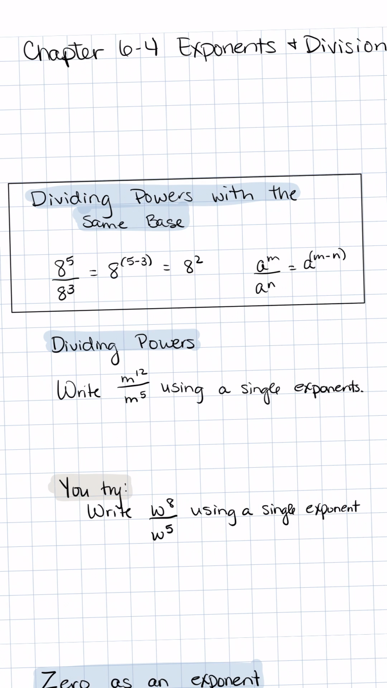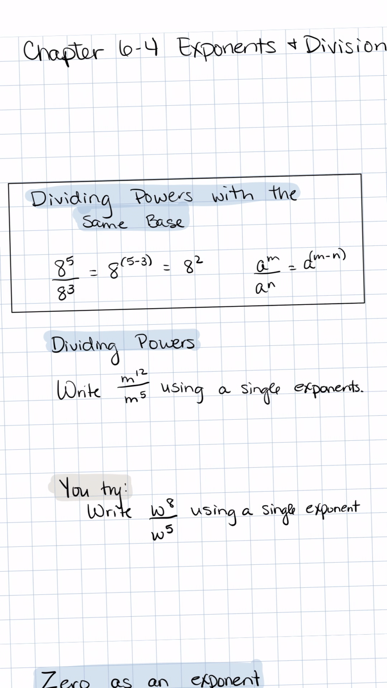Hi class, today we're looking at Chapter 6, Lesson 4, Exponents and Division. So nanorobots are microscopic machines that may soon be used to fight illness inside the human body. When working with very small numbers, such as the length of a nanorobot, you often divide expressions with exponents.